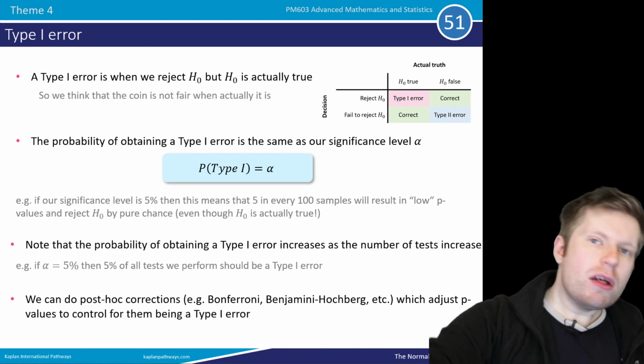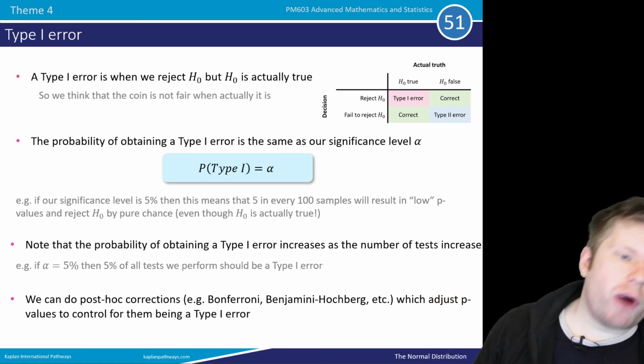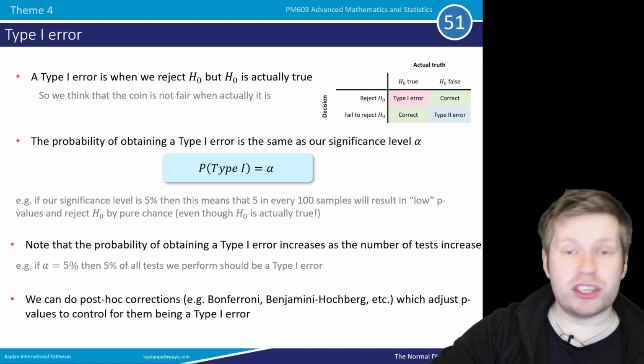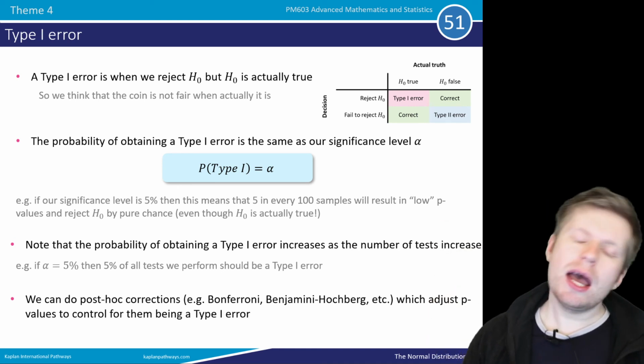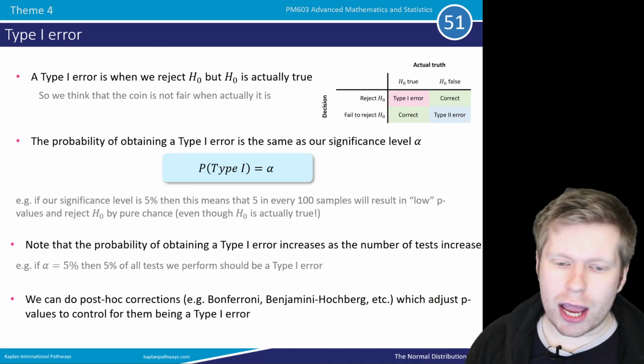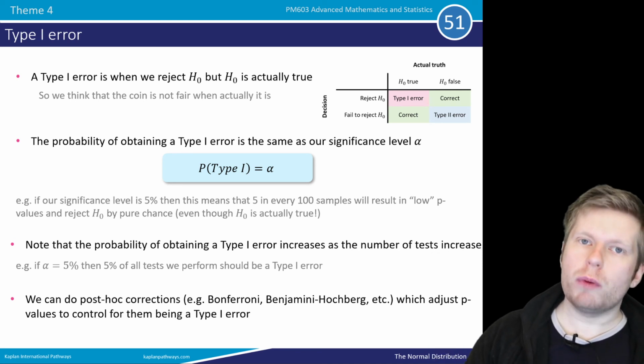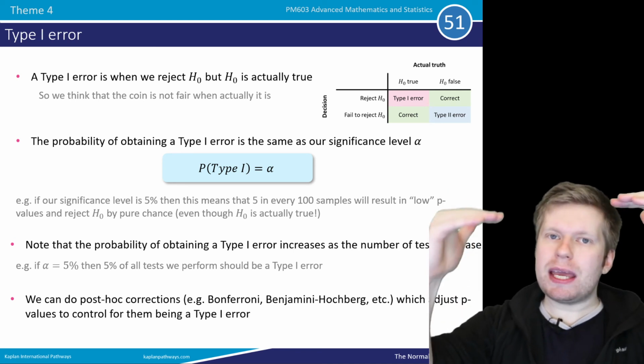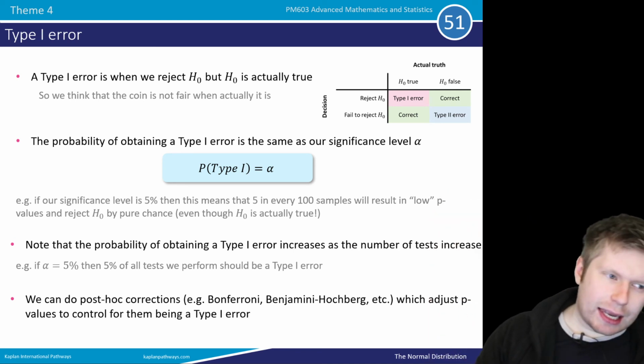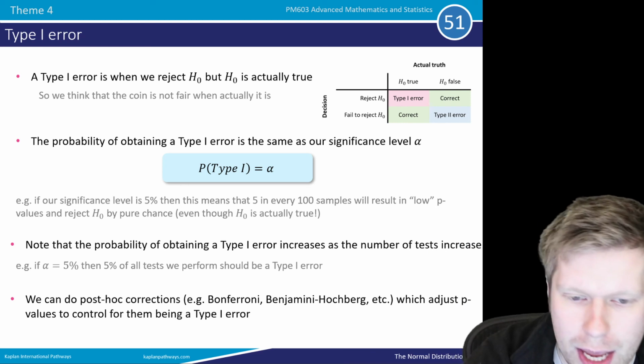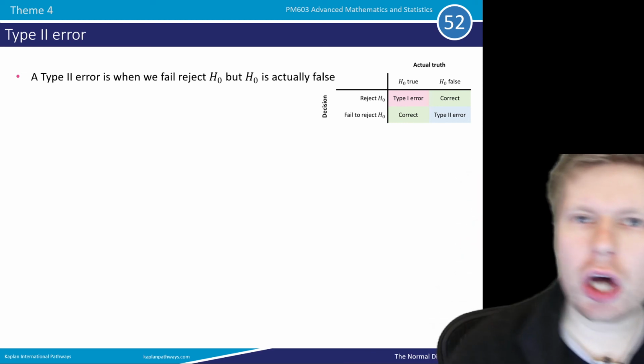Okay, because I've just said that a type 1 error should happen 5% of the time. In other words, we reject the null hypothesis when actually it's completely true. Okay, it should happen 5% of the time. So what these post-hoc corrections do basically is adjust that p-value to make it less likely to be a type 1 error, okay? So, what about a type 2 error?